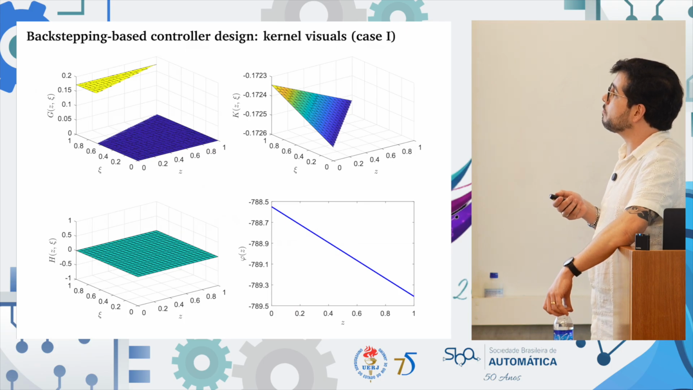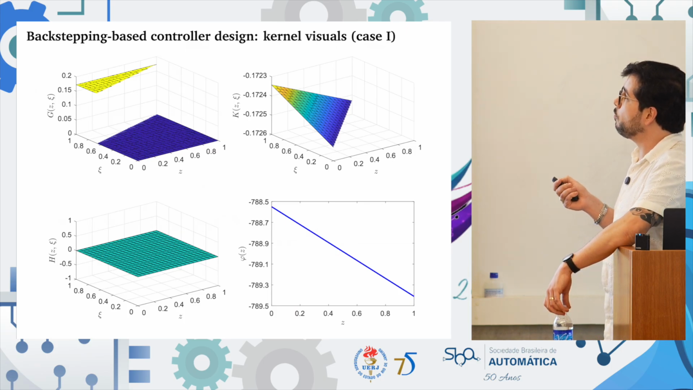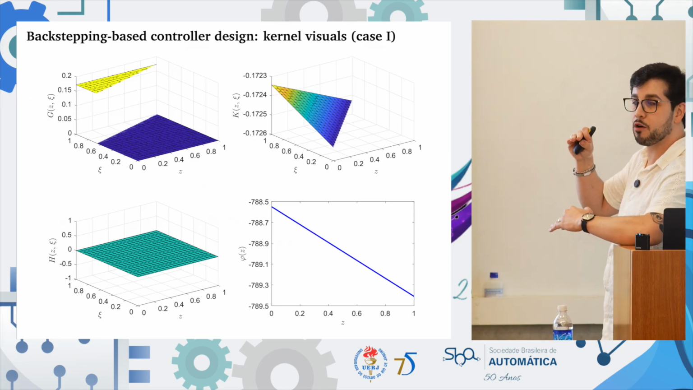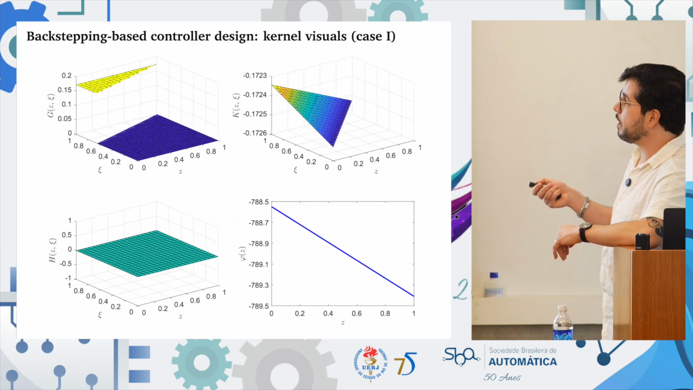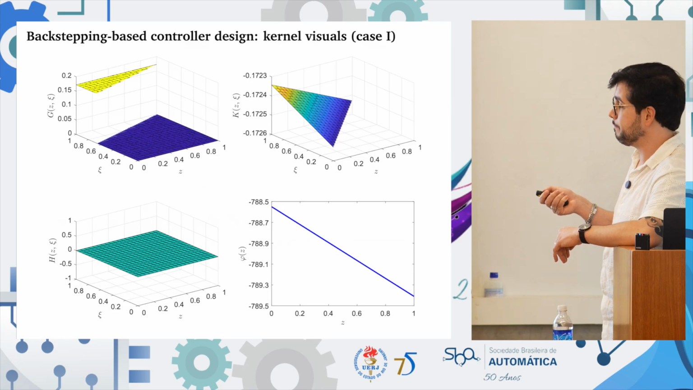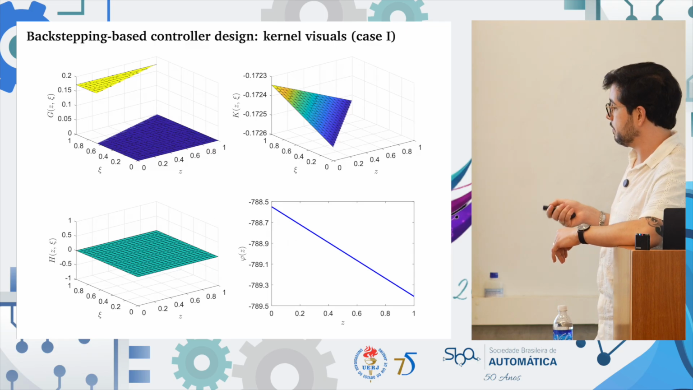So these are the visuals of the kernels. In the case 1, when lambda 1 is bigger than lambda 2, which means that the heating element is in the lower half of the tube, we can see here that the kernel H is equal to 0. The kernel K is continuous, and we have a triangular domain here where the values are evolving, and the kernel J is discontinuous but is bounded, okay? And the kernel phi is continuous, okay, actually C1.